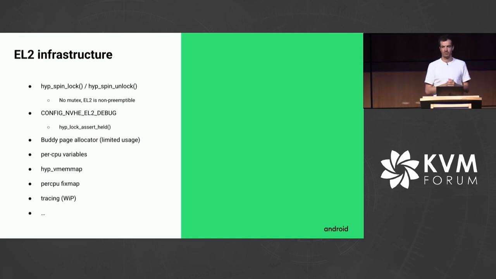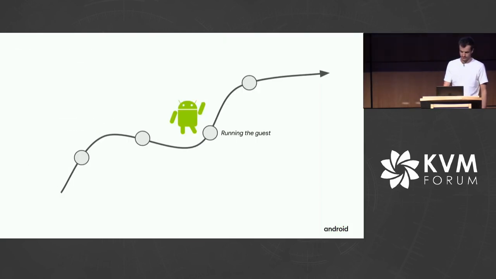It's quite limited in how it can be used, just because we have very, very limited memory constraints. We have per-CPU infrastructure. We have a VMAP map as well. We have a struct hyp_page, which is really, really small, but it's quite convenient for some things. And we're working on interfacing with the host tracing subsystem as well, to have the hypervisor emit trace events into the host trace buffer, all of those sorts of things. So there's a lot of things we can already do at EL2.